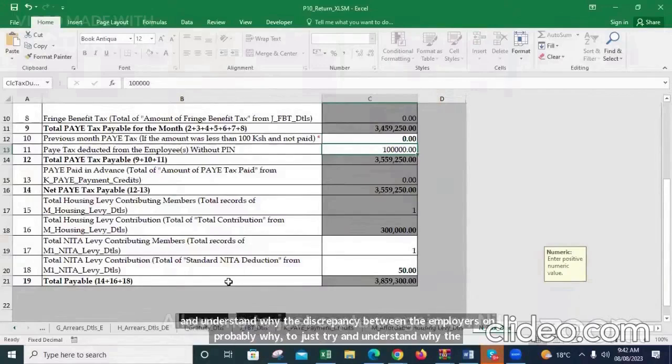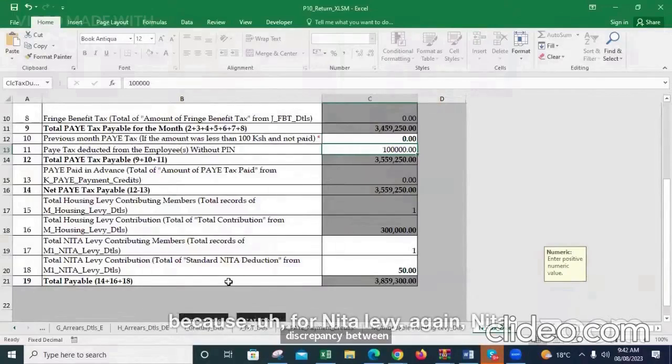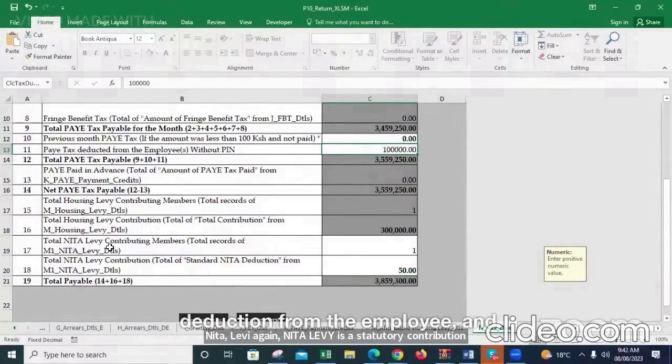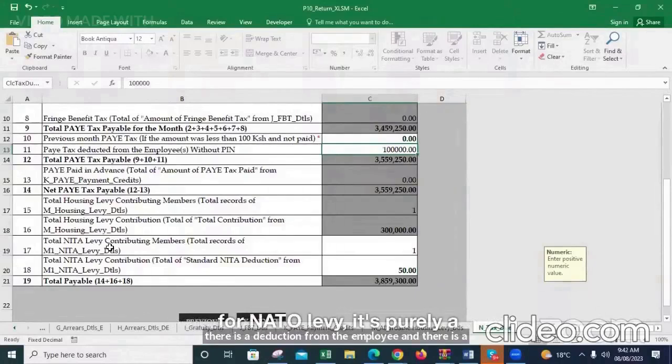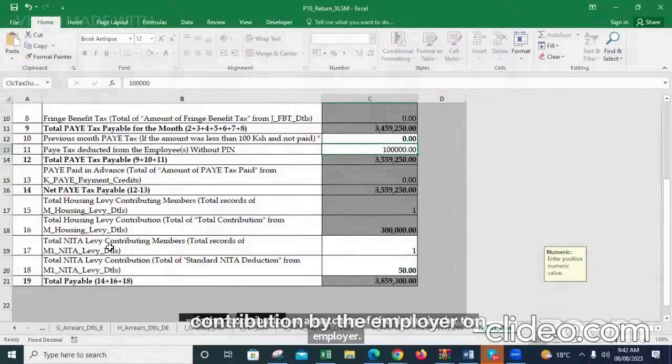Then we come to NITA. Allow me to capture again on NITA, because NITA levy is a statutory contribution by employers. This one is not a deduction. At least with housing levy, there is a deduction from the employee, and there is a further contribution or matching of the deduction by the employer. For NITA levy, it's purely a contribution by the employer on behalf of the employee for the industrial training levy.